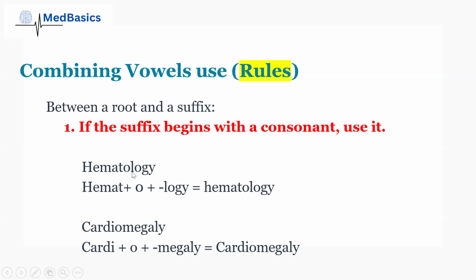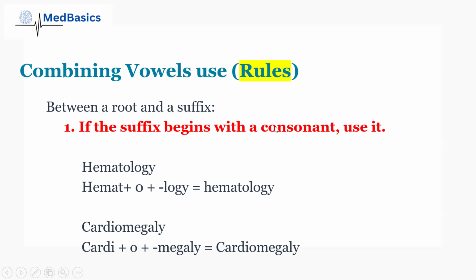So if the first alphabet of the suffix is a consonant, you can add a combining vowel between the word root and the suffix. Here you can see L is a consonant, right? So you can add O, and the term would be hematology. Similarly, cardiomegaly: cardi and megaly. M is again a consonant, not a vowel. Since it is a consonant, you can add a combining vowel, so the correct terminology would be cardiomegaly.